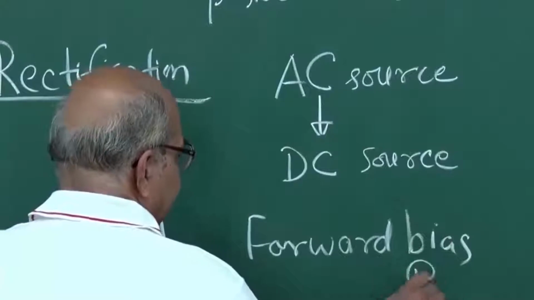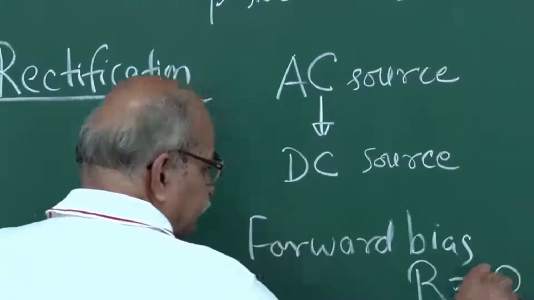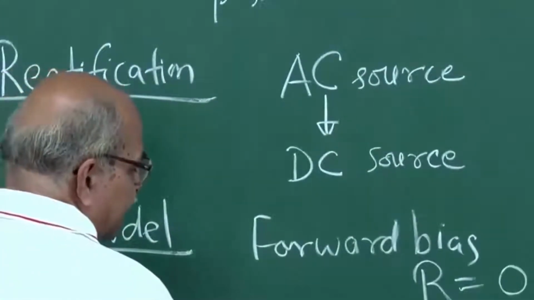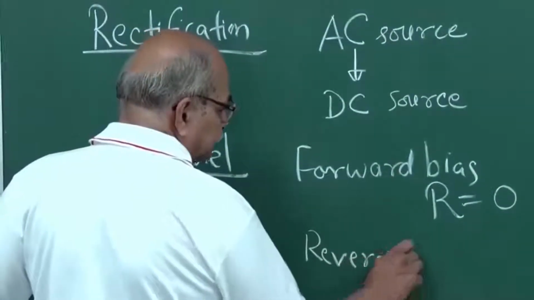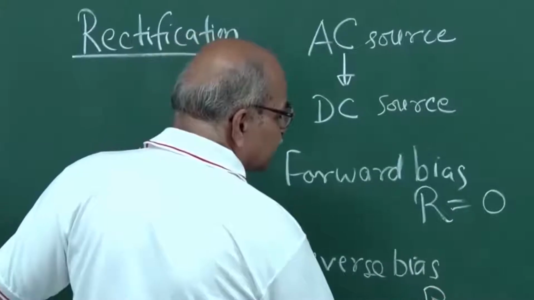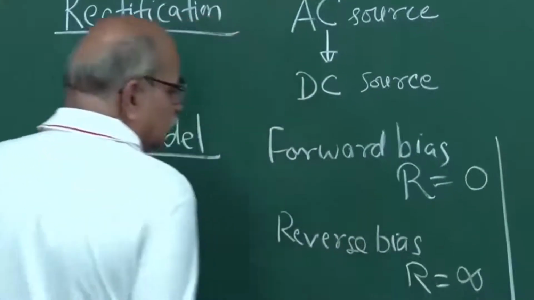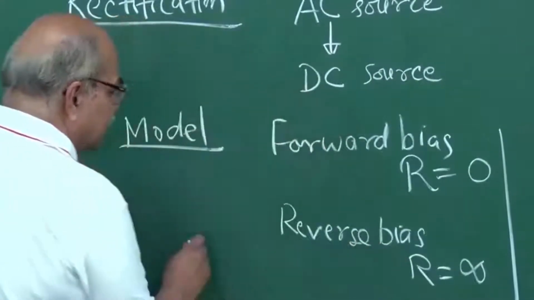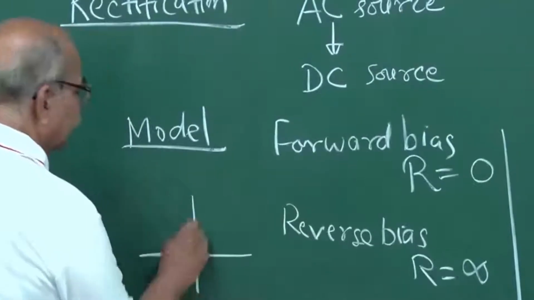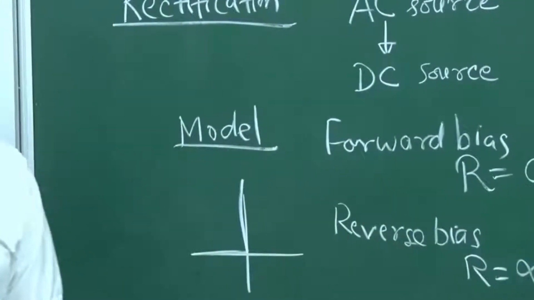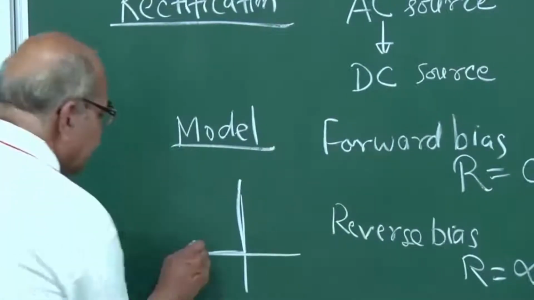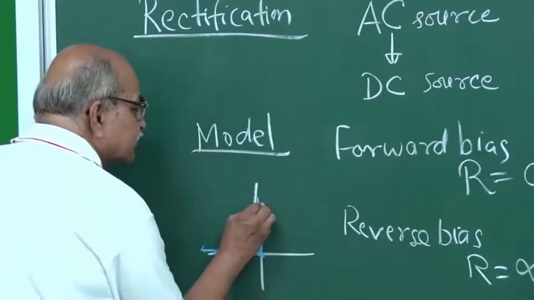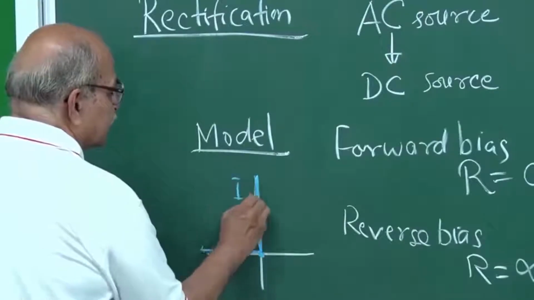In forward bias, we will assume that the resistance offered by the diode is negligible, whereas in reverse bias, the resistance offered is very high. If I draw an IV characteristic corresponding to this situation, it will be something like this. It is 0 here, and then suddenly it goes like this. So this is I and this is V.